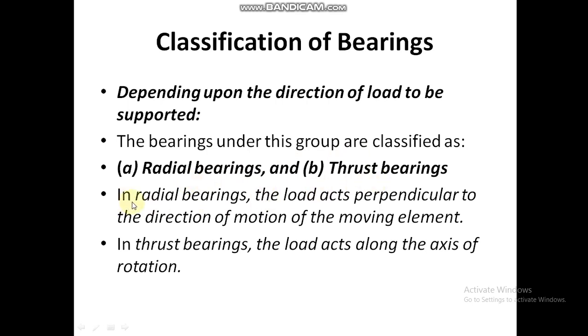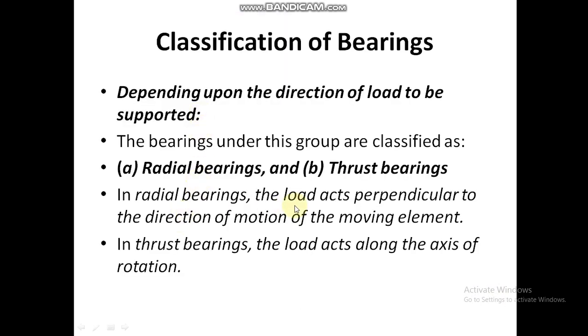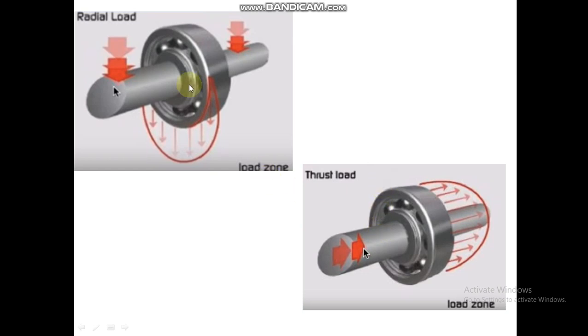So what is a radial bearing? In radial bearing, the load acts perpendicular to the direction of motion of the moving element. Suppose look at this diagram. We have a shaft here and it is rotating clockwise, for example, and a load is acting perpendicular to the axis of the shaft, and this is our bearing. So in a radial bearing, the load acts perpendicular to the direction of motion of the moving element. If the load acts perpendicular to the rotation or direction of motion of the moving element, then it is called radial load, and the bearing we use is called radial bearing.